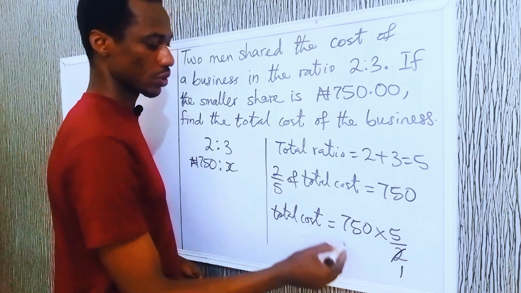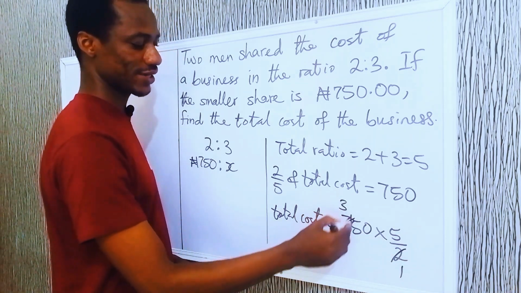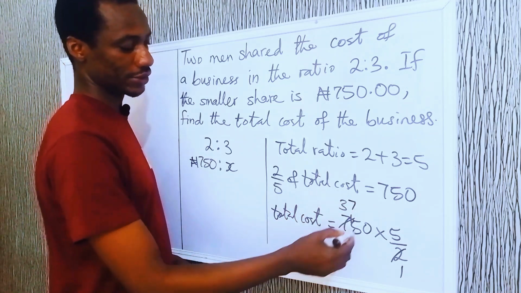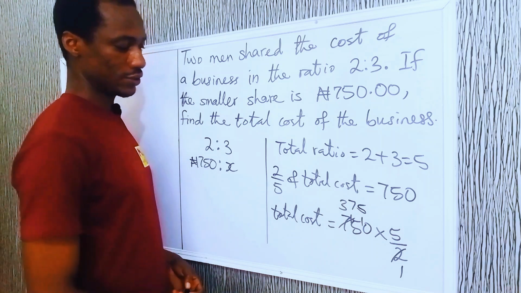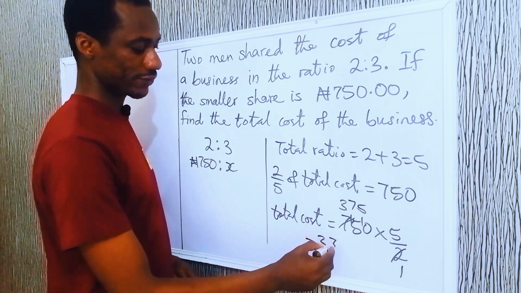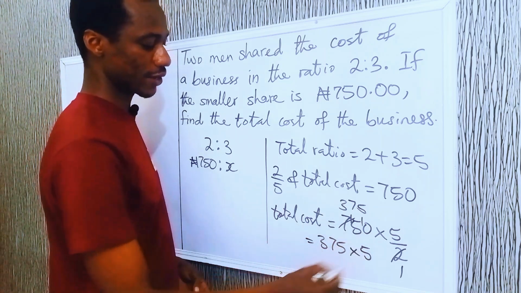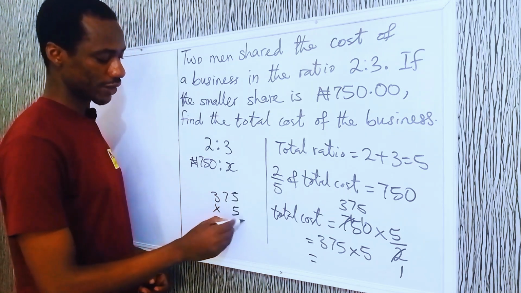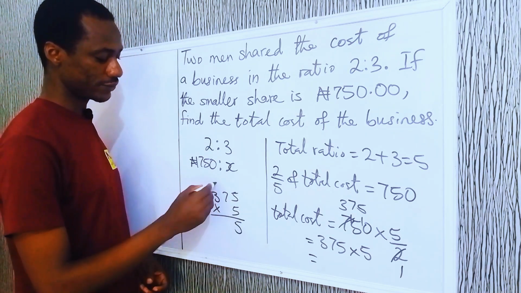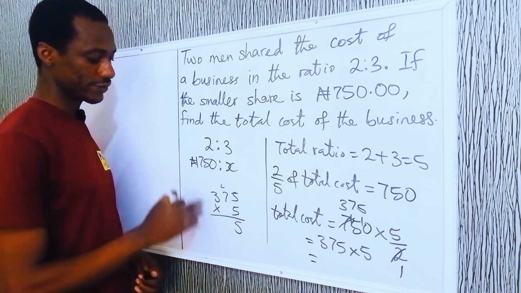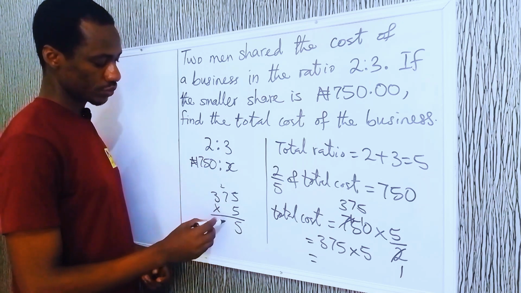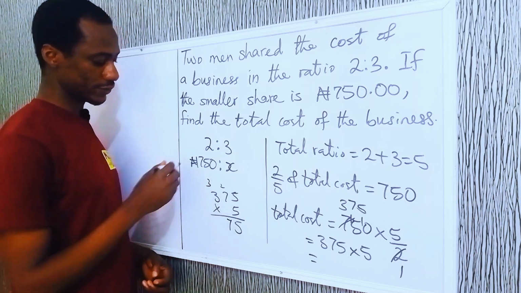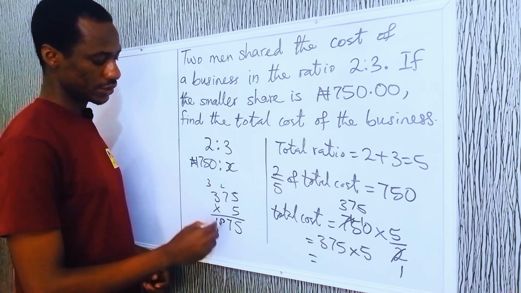So 2 goes in 2 ones. 2 in 7 is 3, and remainder 1. In 15 is 7, remainder 1, and in 10 is 5. So we have 375 times 5. Let's do that here. 375 times 5. So 5 times 5 is 25. 5 times 7 is 35. 35 plus 2 is 37. And then 5 times 3 is 15. 15 plus 3 is 18.